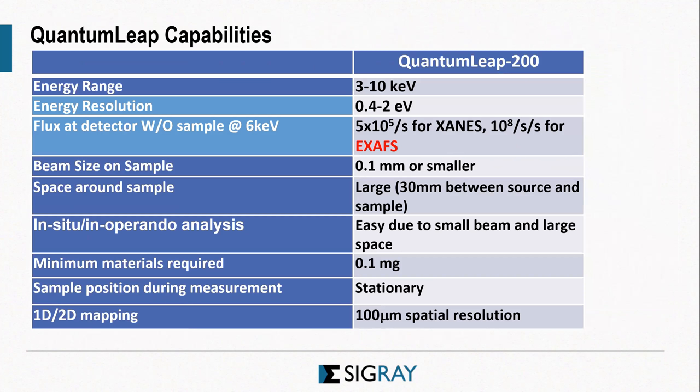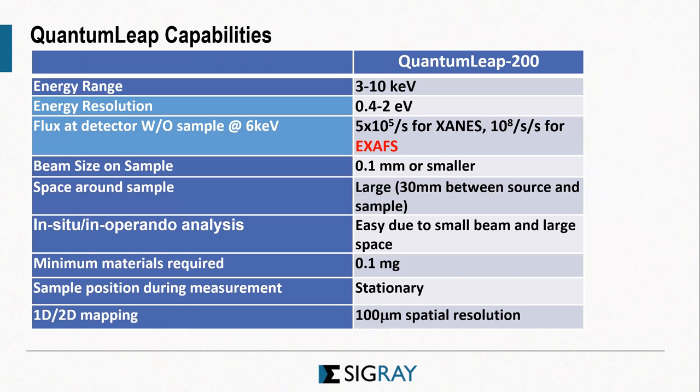And these are the specifications. This one has a little bit narrower energy range, and that's for standard. And the energy, we can get a flux of 5 × 10⁵ for XANES measurement, and about 10⁸ per second for EXAFS measurement. The beam size is fairly small. In some cases, if absolutely necessary, we can make it even smaller than 0.1 millimeter.